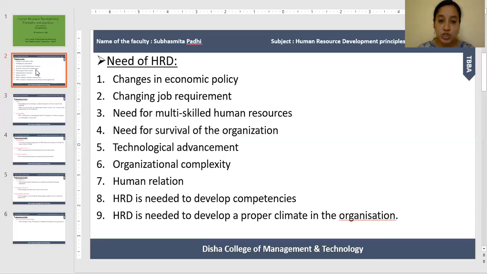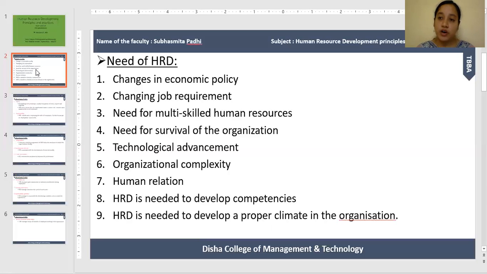Next, the need for HRD arises due to technological advancement. If the organization wants to survive in the market and face the global changes, and if it wants to capture more and more customers, it has to work with the latest technology. They have to implement the latest technology and latest methods in their organizations. But if they don't have talented human resource to deal with such technology, then it is not possible for the organization to face the global changes and global challenges.